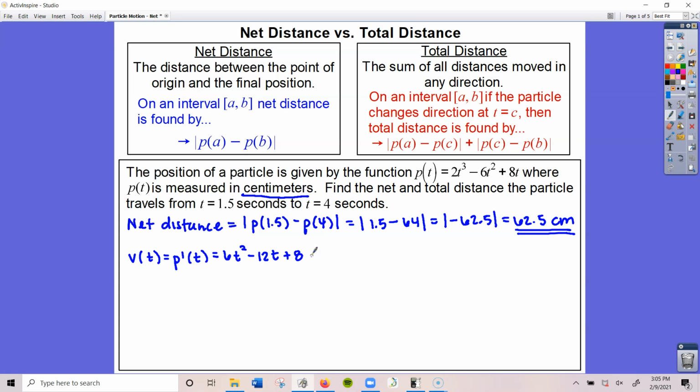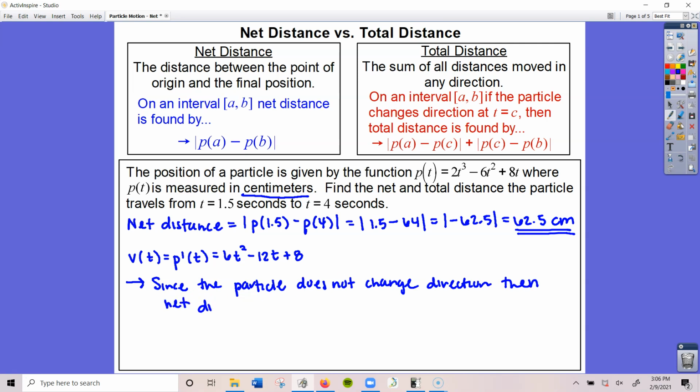So we can state here: since the particle does not change direction, then net distance will equal the total distance.